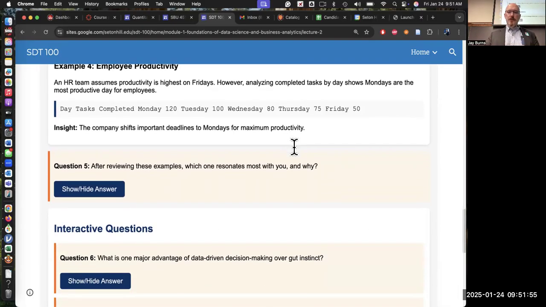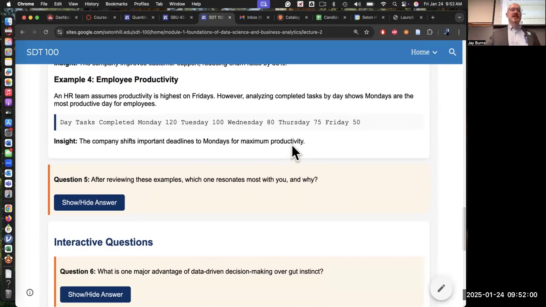Employee productivity. Suppose that an HR team assumes productivity is highest on Fridays. Obviously, it would have to be. You know, you go through the week, you had all that experience from Monday, Tuesday, Wednesday, and Thursday under your belt, so you've got to be the most productive on Friday. Boy, doesn't that make sense. That does not make sense at all. Okay, but let's suppose that that was what it was.